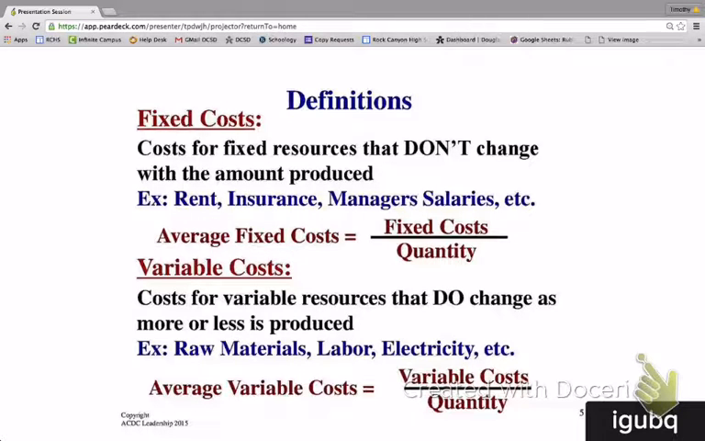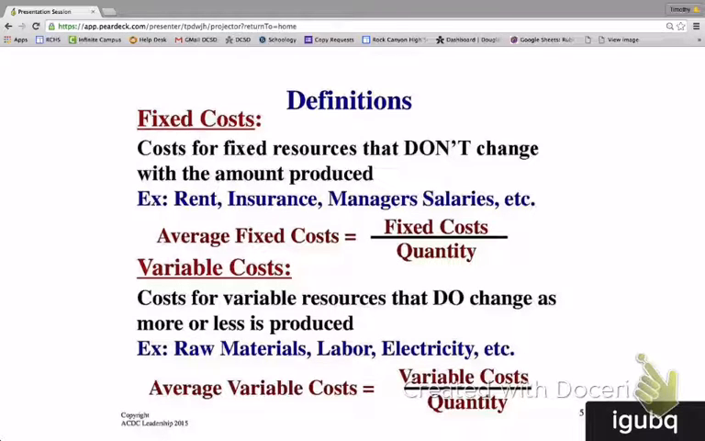So think about rent that they're paying on a building, or insurance for their firm, salaries they pay to their managers. If they produce nothing, they still have to pay all of these costs. And if they increase the amount they produce, these costs do not change. They stay the same. That's why we say they're fixed. Now, if we spread those costs amongst the quantity of the good or service we're producing, then we get the average fixed cost per unit.